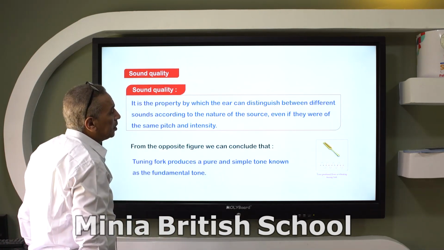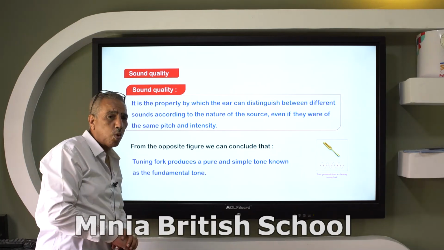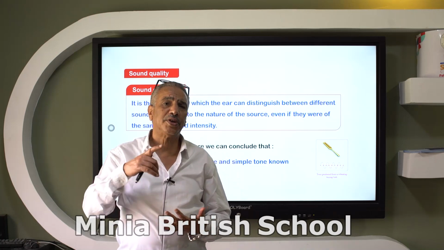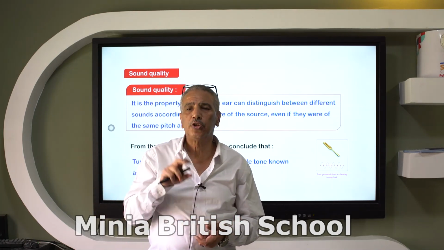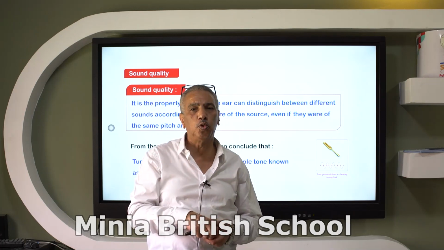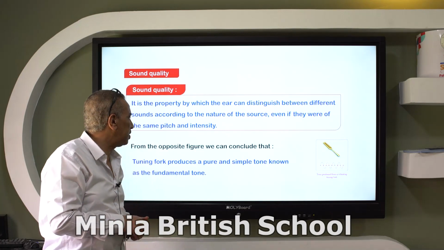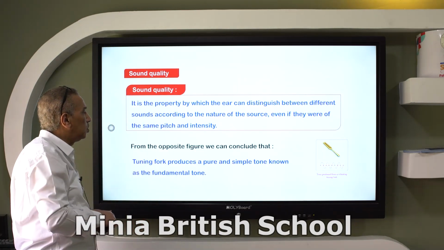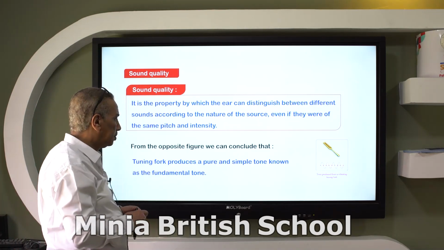The third property of the sound is the sound type or the sound quality. Sound quality means what? The ear can differentiate between different sounds from different sources, even if they have the same intensity and the same pitch, due to the presence of what is called harmonic tone and fundamental tone.